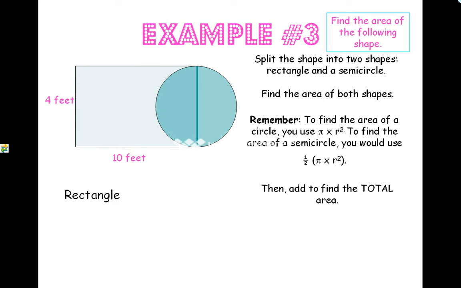Let's look at the rectangle. It's plain as day what the length and width are here. So the length times width of the rectangle is going to be 10 times 4. And 10 times 4 is 40.